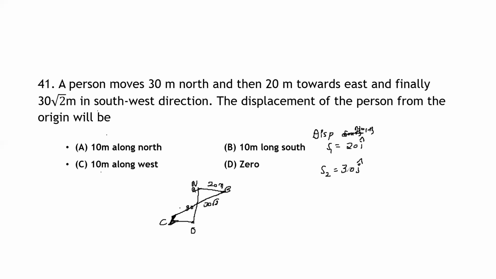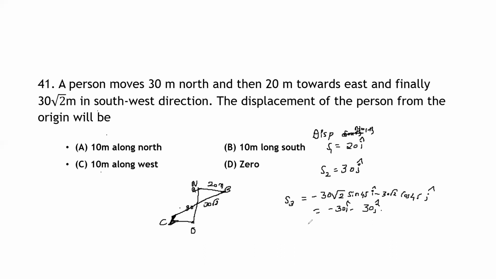Now the displacement in southwest direction is taken as S3 is equal to, so this is minus 30 root 2. Here the angle is 45. Therefore it is sine 45 I cap minus 30 root 2 cos of 45 j cap. So sine 45 and cos 45, it is 1 divided by root 2. So this root 2 will get cancelled. Therefore, we will get it as minus 30 I cap and minus 30 j cap.